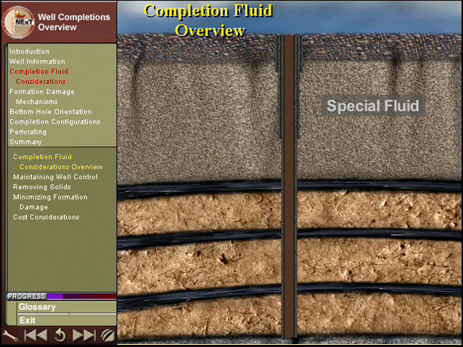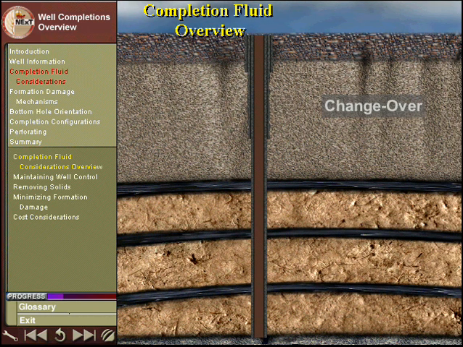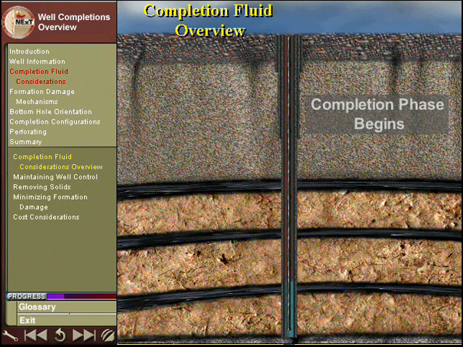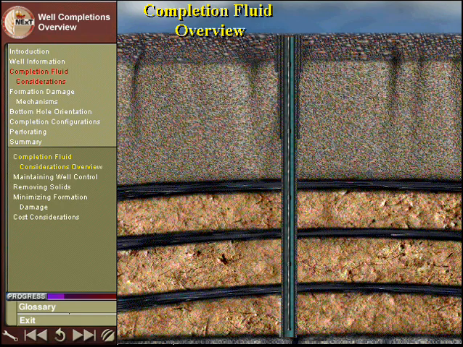Completion fluid is a special fluid placed in the wellbore after the well is drilled. Completion fluid remains there for the entire completion phase of the well. Changing over from the drilling fluid to the completion fluid is typically the first step after completing drilling operations. Changing over marks the beginning of the completion operations. In this phase of the operation, you need to consider both the function and objectives of the completion fluid.